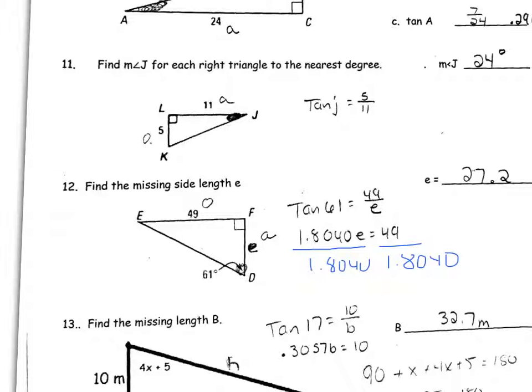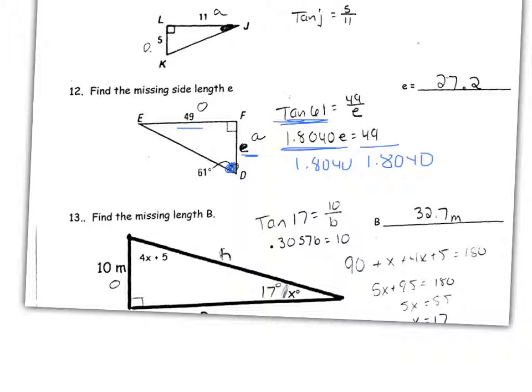So one more time, you find the angle that you're talking about, you see what sides you're referring to, you choose if sine, cosine, or tangent, you find the degrees and the decimal that goes along with it on the table, and then solve the equation.